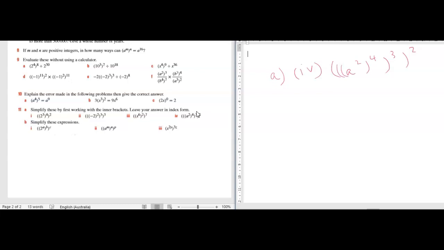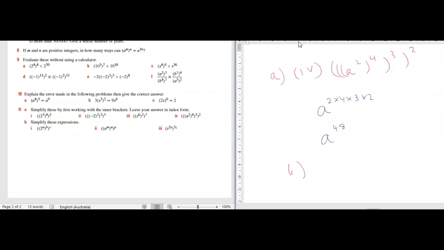It did say work with your inner bracket first, okay, but that's just to make it easier for you to multiply. So it is 2 times 4 times 3 times 2. So 2 times 4 is 8. 8 times 3 is 24. And 24 times 2 gives you 48. For the next one, same thing. You're just now working with powers that are letters. So the first one and the others aren't too different.